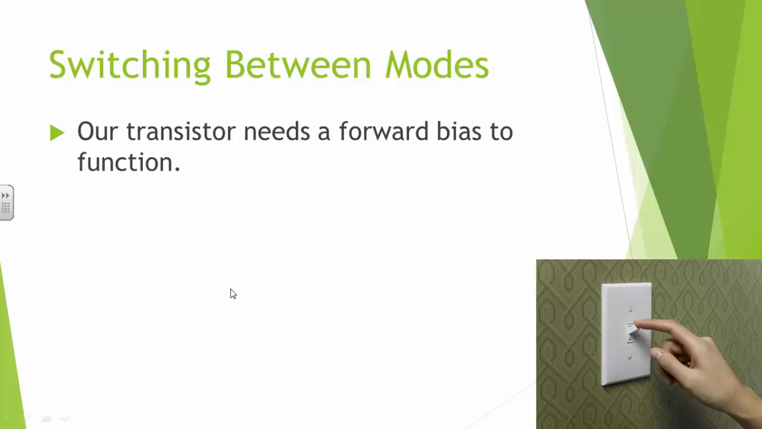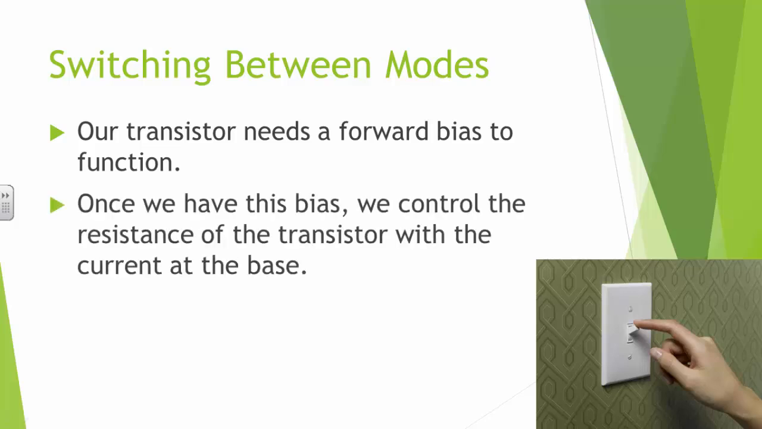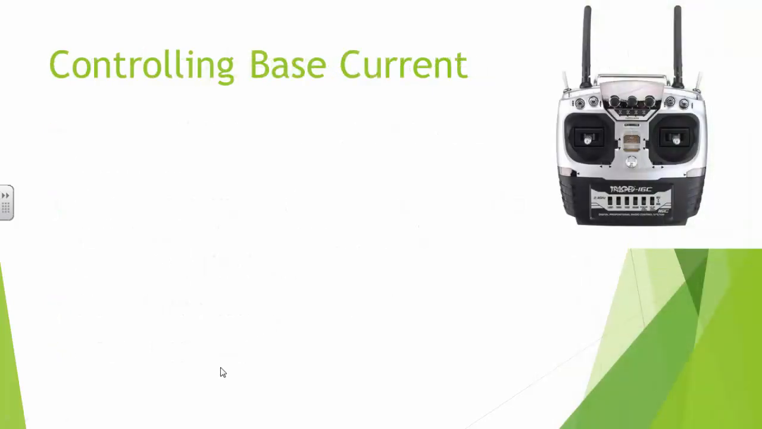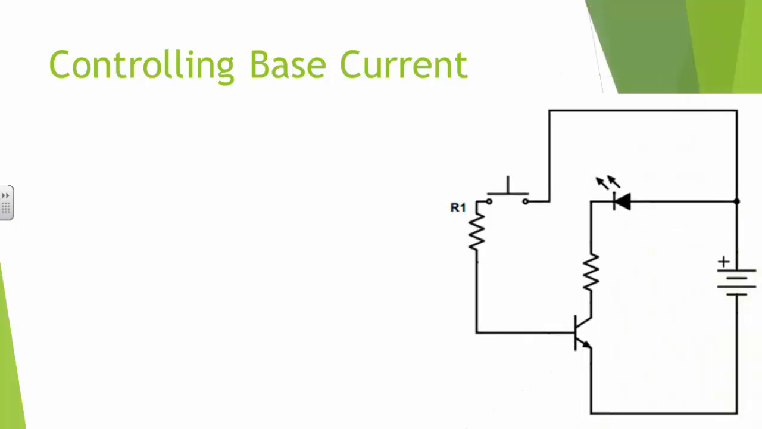Just to reiterate, if we want to switch between modes, the first thing we need is a forward bias. This turns our transistor on at some level. It goes from cutoff mode to active mode. Now we control the resistance of the transistor with the current to the base once we have that potential there. So how do we control current? The answer, of course, is with a resistor. If we want to control the base current, we can use a resistor connected to our base.